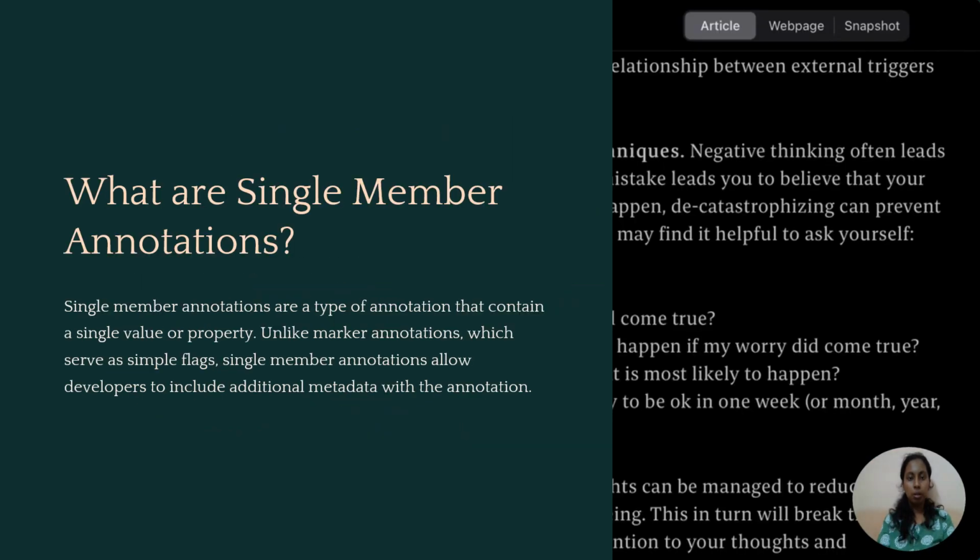What are single member annotations? Single member annotations are a type of annotation that contains a single value or a property. Unlike marker annotations, which serve as simple flags, single member annotations allow developers to include additional metadata with the annotation.